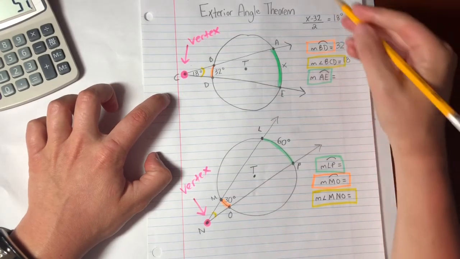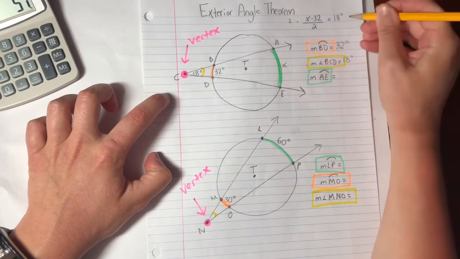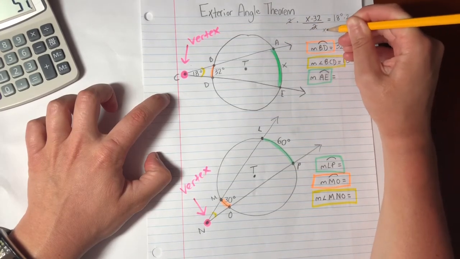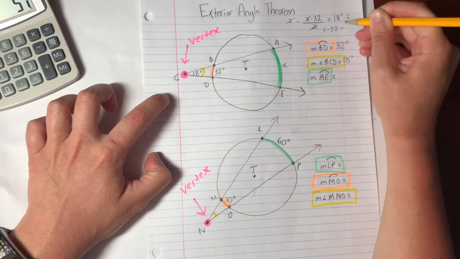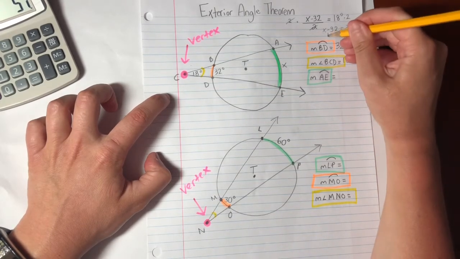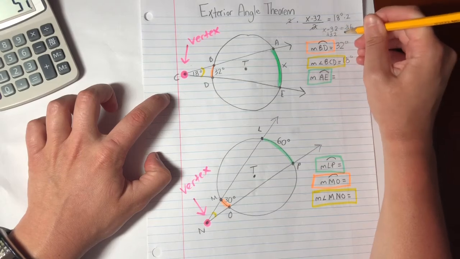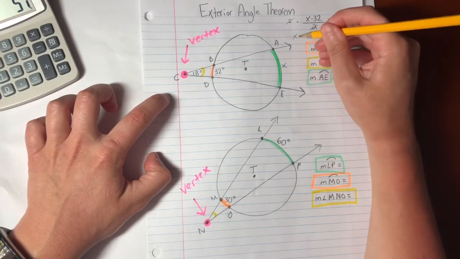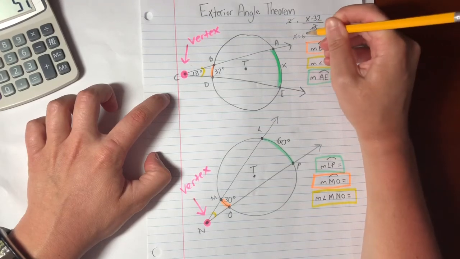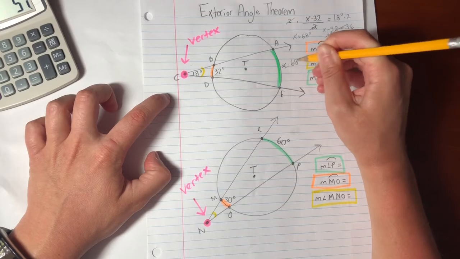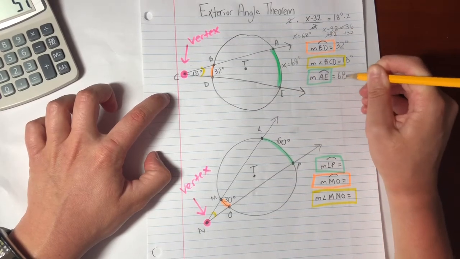So to get rid of the 2 in the denominator, we're going to quickly multiply by 2 on both sides. Those 2s cancel. I have x minus 32 is equal to 18 times 2, which is 36. And then to get x by itself, I'm just going to do the opposite of minusing 32, which is adding 32 to both sides, meaning x is going to equal 68 degrees. So meaning arc AE here is 68 degrees.